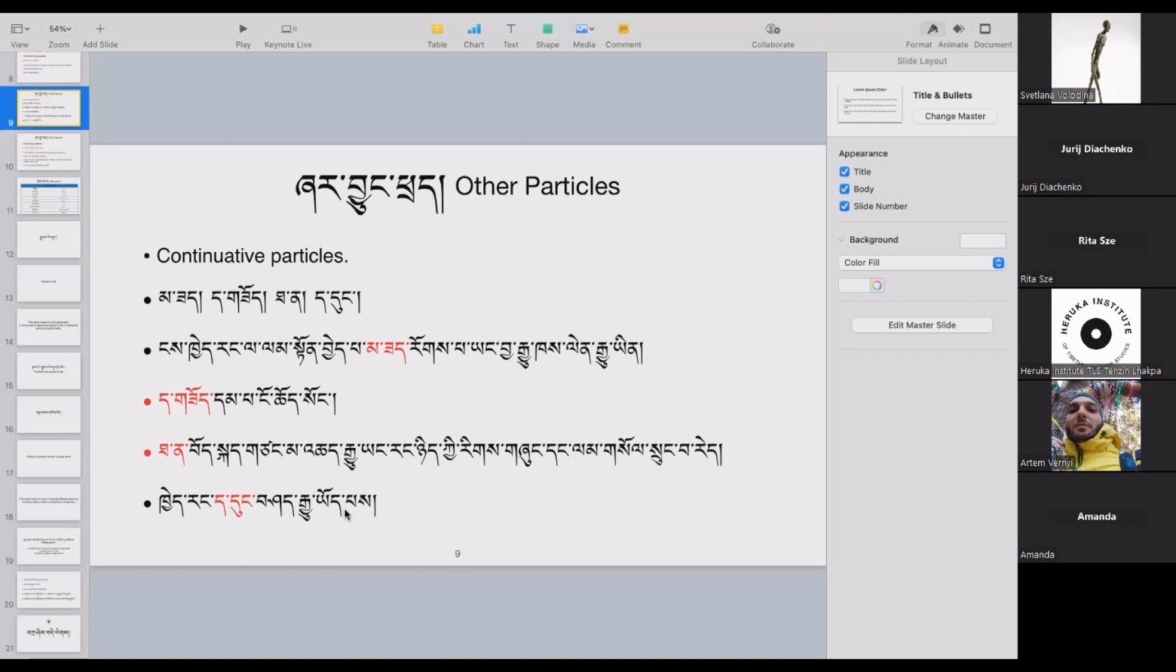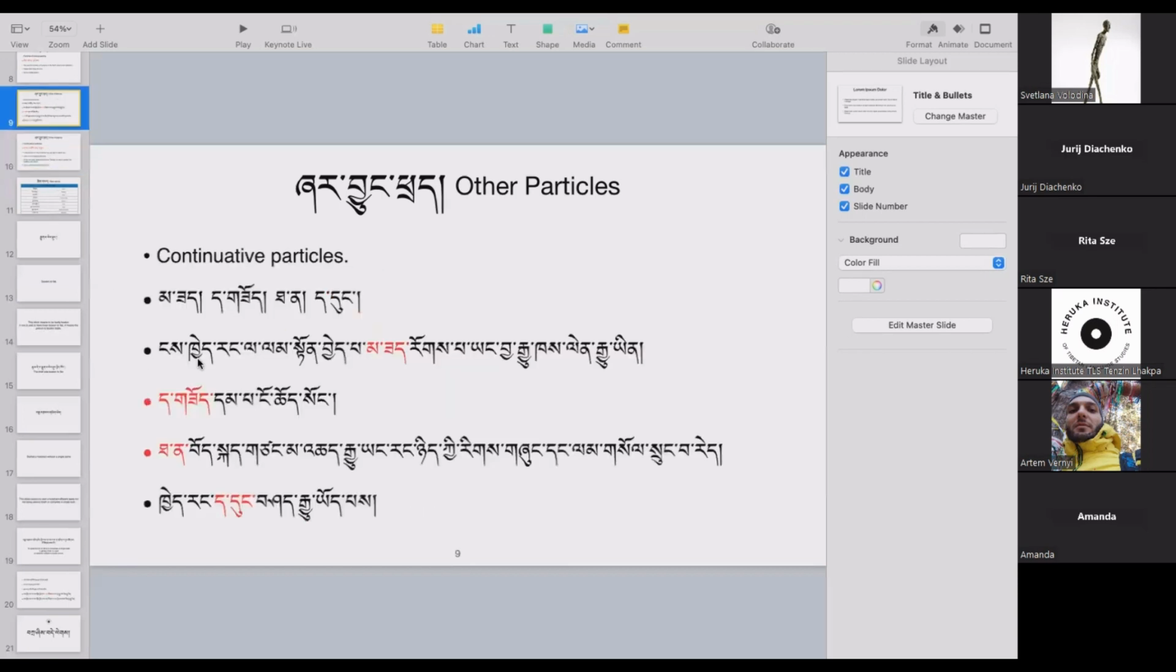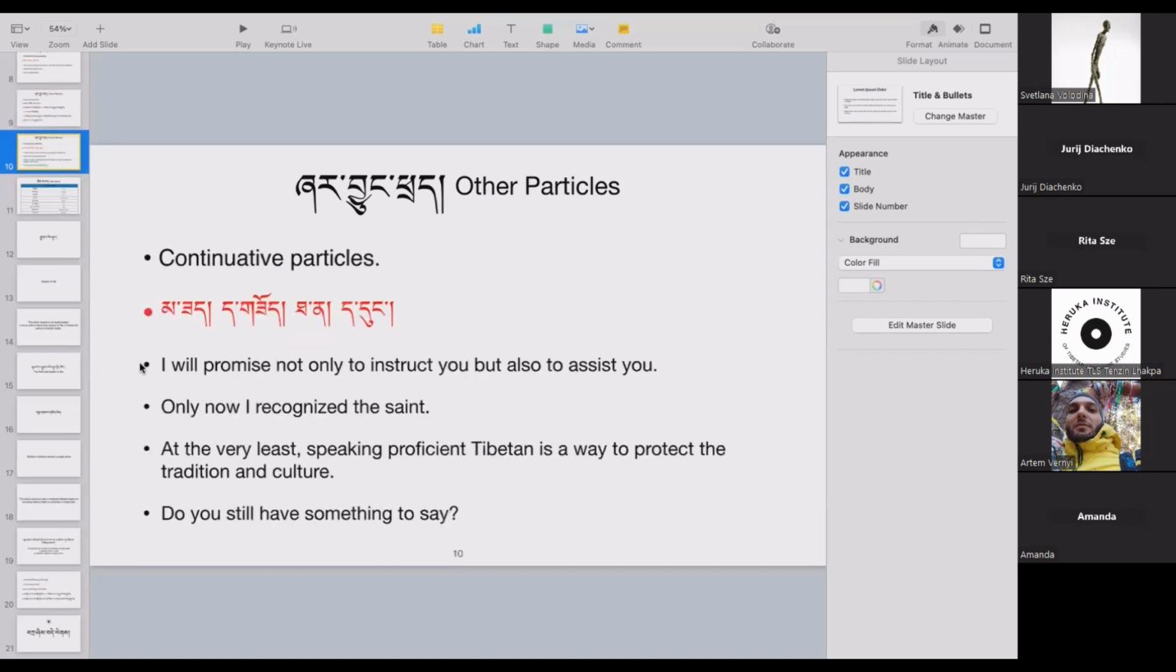Kerang tadong shegyu yobe. Okay, let us see what it means. Mase means but also, or it could also mean also. I will promise, so this: nge kerang la lamdun cheba mase rokwa yang chegyu ke ningyu yin. I will promise not only to instruct you, but also to assist you. So, mase here is understood as but also, sometimes also.